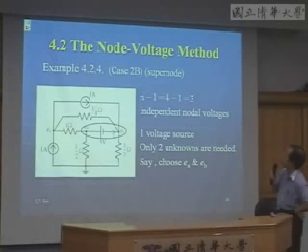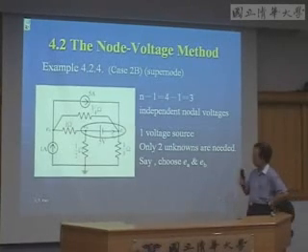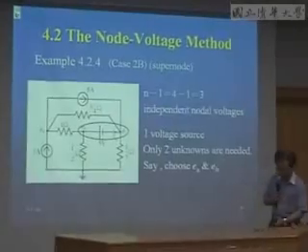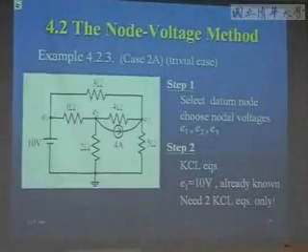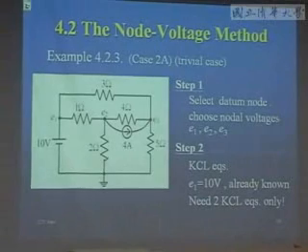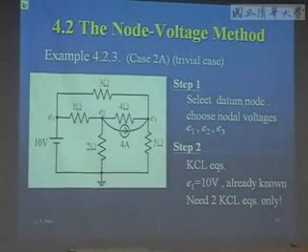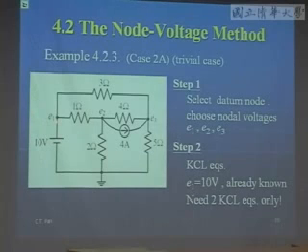Okay, so today we will consider the second case. For case 2A, it's a trivial case. Remember last time, what do we mean by case 2A? In this trivial case, we have a voltage source, and for this voltage source, there's one node connected to the ground.